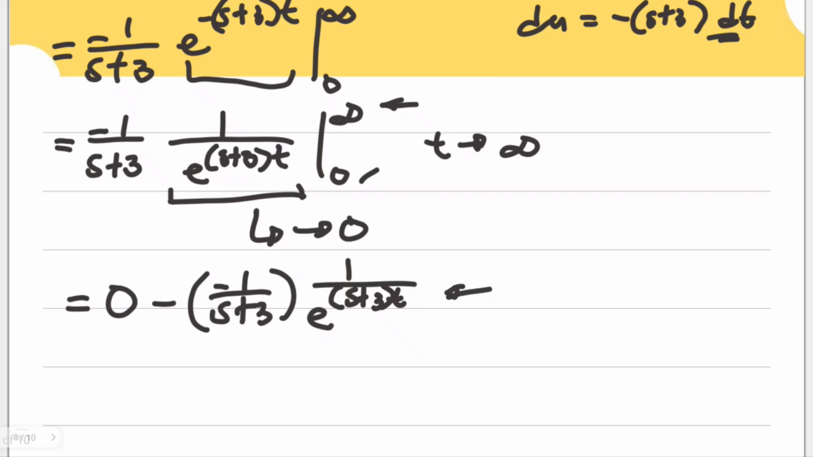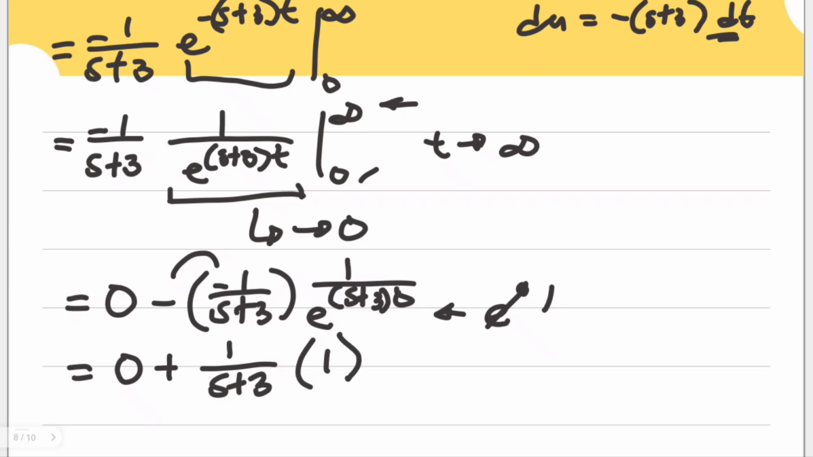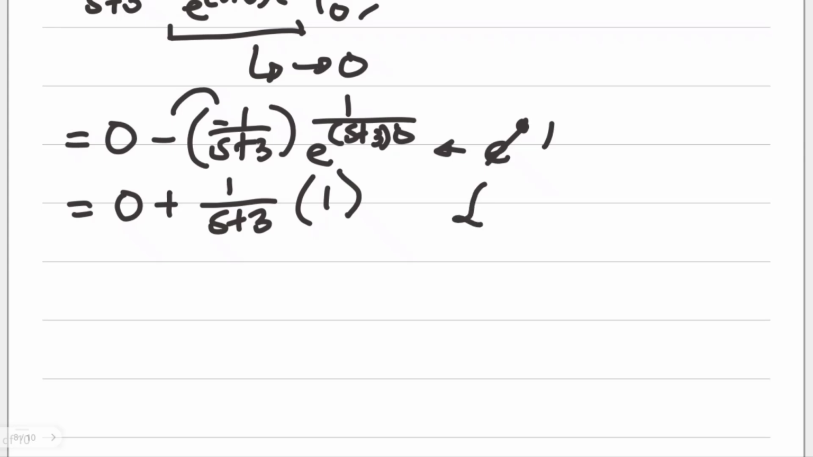But the t here will become 0. If you make it 0, you would know that the entire denominator here would become e to the power of 0, equal to 1. Hence, you'll have 0, double negative property, plus 1 over s plus 3, and you will have here times 1 as it is 1 over 1. Hence, the Laplace transform of e to the power of negative 3t is 1 over s plus 3.